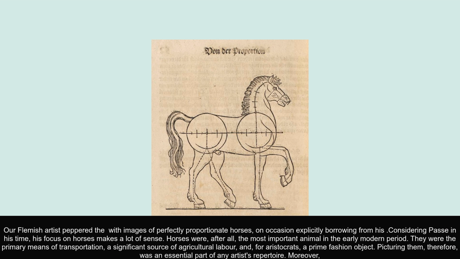Considering Passé in his time, his focus on horses makes a lot of sense. Horses were, after all, the most important animal in the early modern period. They were the primary means of transportation, a significant source of agricultural labor, and, for aristocrats, a prime fashion object. Picturing them, therefore, was an essential part of any artist's repertoire.